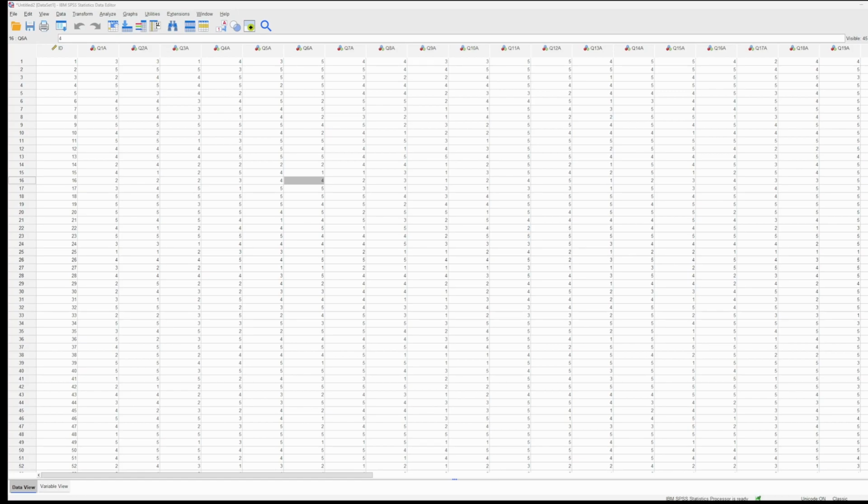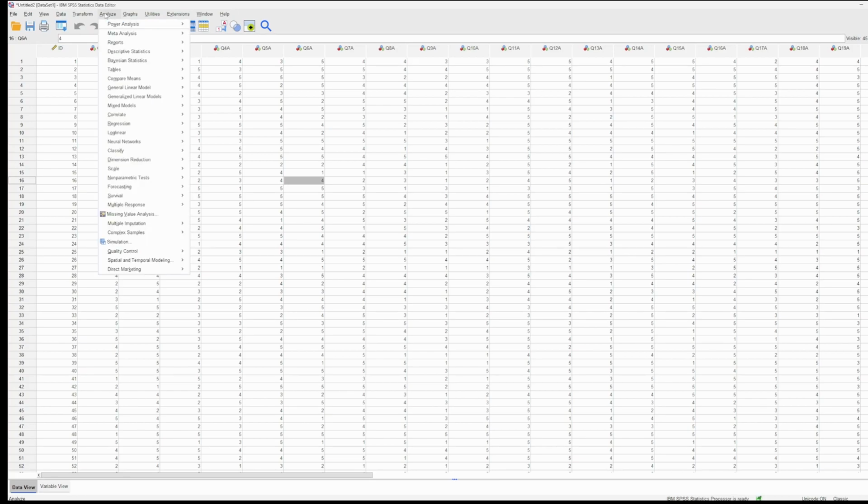If you have an alpha of above 0.9, it's considered to be excellent internal consistency. 0.8 to 0.9 is good. 0.7 to 0.8 is acceptable. 0.6 to 0.7 is questionable. 0.5 to 0.6 is poor, and anything below 0.5 is considered to be an unacceptable level of reliability. And this is probably not a very good measure of the construct that you're looking at.